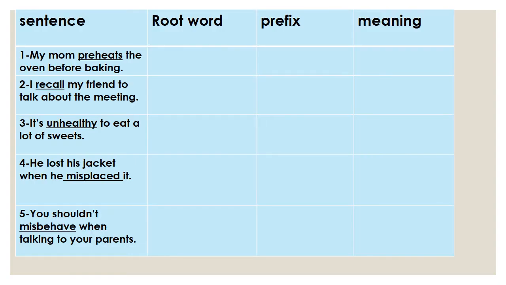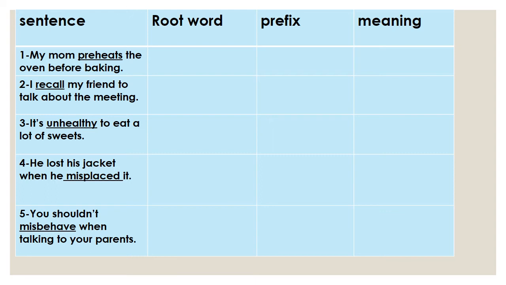Now grade 2, it's time for practice. You will write this chart in your copybook because sticky notes are not enough. Okay? And this activity will be highly graded. Okay? It has marks. So you have in each sentence underlined words. Okay? And each underlined word has a prefix. So you have to put the root word and put the prefix and the meaning of the prefix.